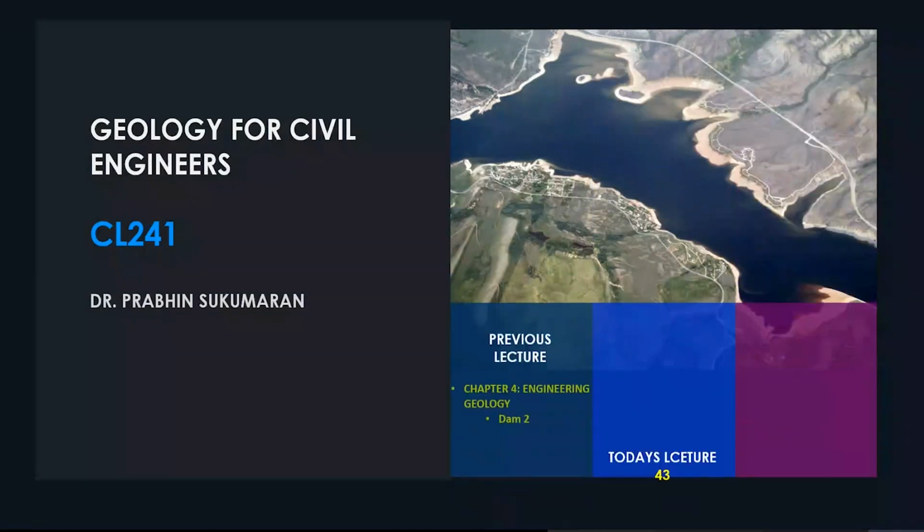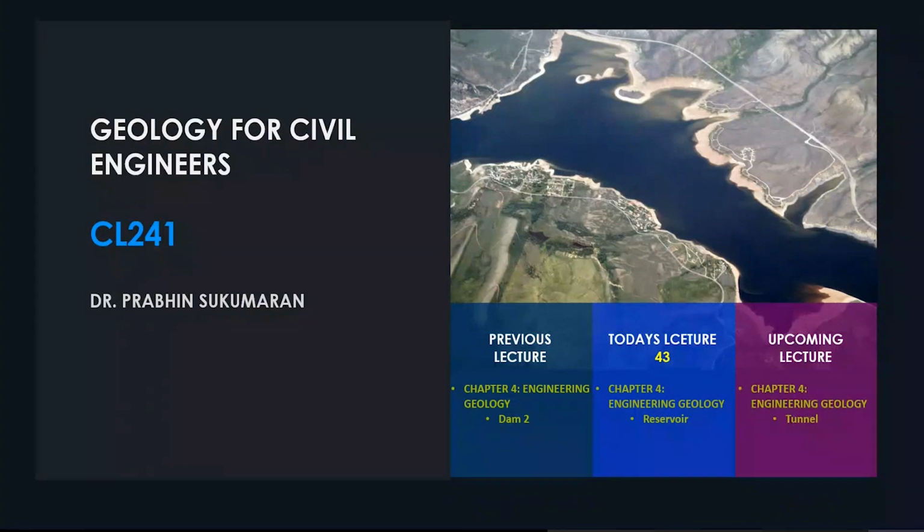Today's session, we're going to discuss the geological characteristics, or the studies to be done, for selecting a reservoir. When you're talking about dams and reservoirs, both of them go together. The dam produces a large area which would be storing the water, and the water where it is stored, that we call the reservoir.